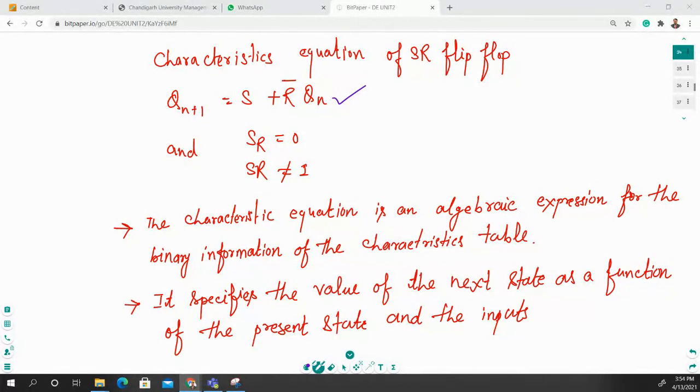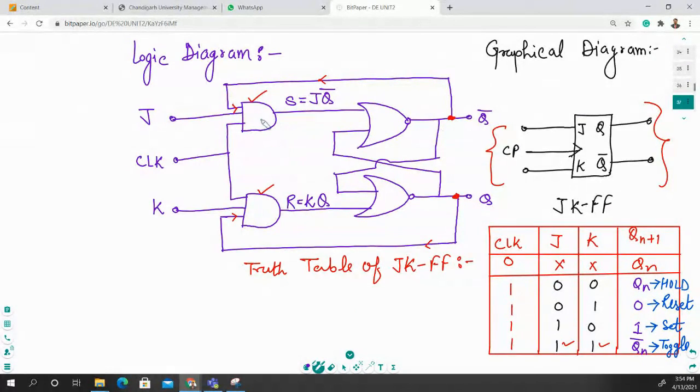So what is the JK type of flip flop, and how can you eliminate this? You can solve it by using feedback to the JK flip flop. Yes, you are right, Milind. So okay, the circuit is similar.